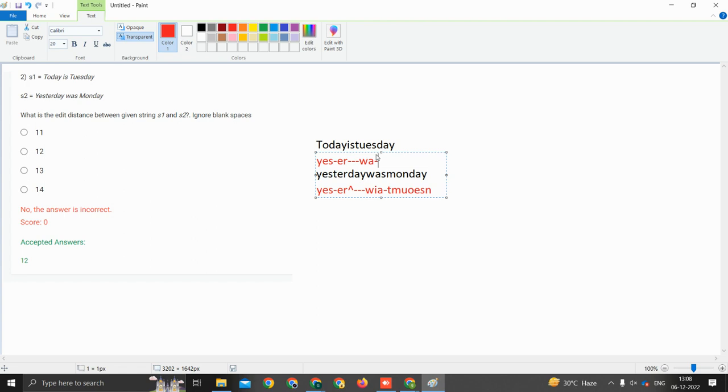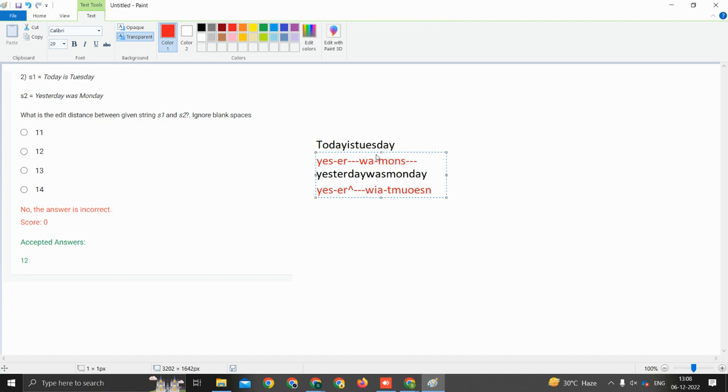So what I'm gonna do is I'm gonna replace again. Replace E with M. Replace U with O. Replace E with N, and I'm inserting S. So DAY we have. So can you calculate now?